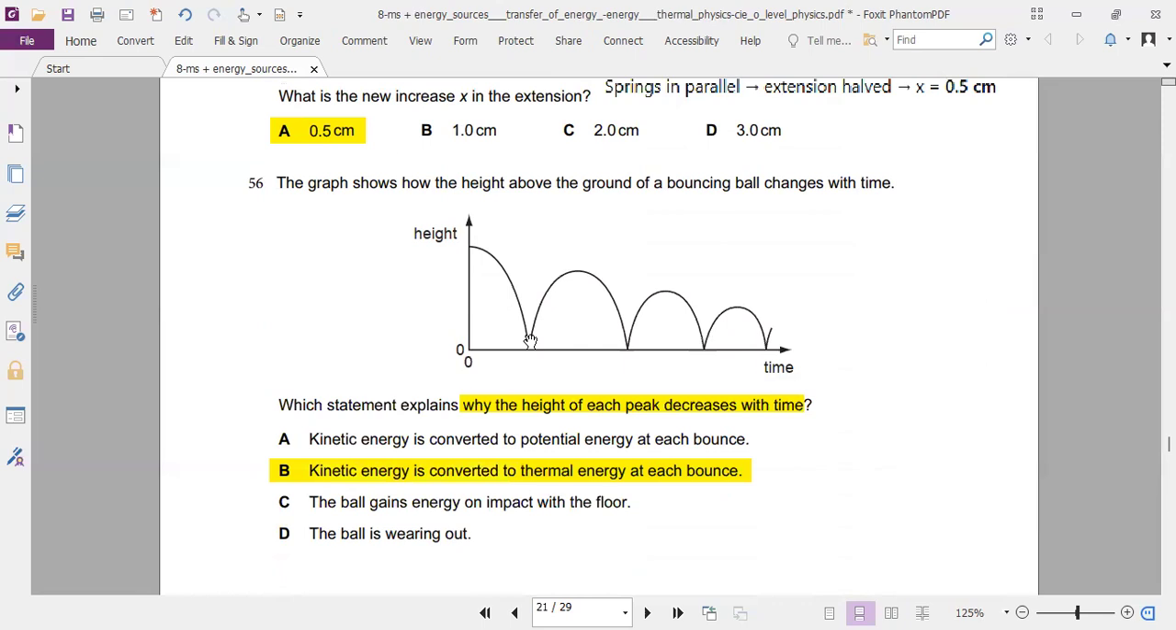Well, the graph is showing that the ball is bouncing and losing height. Why does it decrease with time? Because the kinetic energy that is gained at the bottom and that should lift the ball back to the original height is lost to heat. Some of the kinetic energy is lost to heat. That's why it shows.